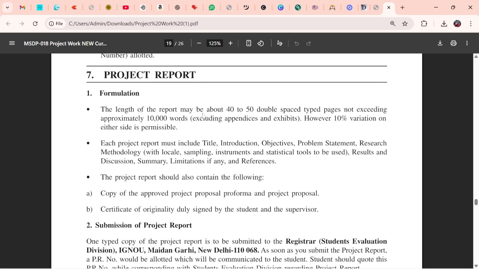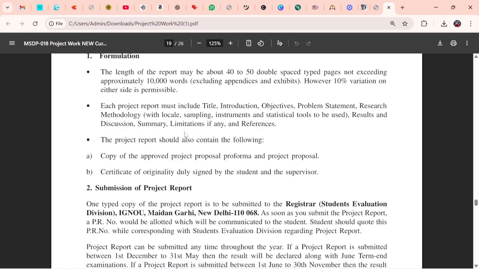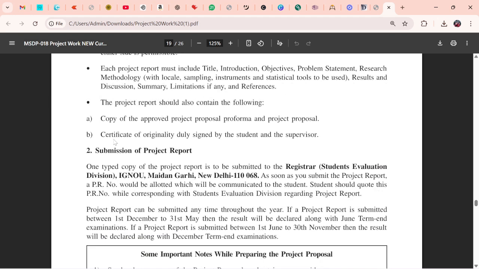The length of the report may be about 40 to 50 double spaced typed pages, not exceeding approximately 10,000 words. Okay, however, 10% variation on either side is permissible. So this is the format of your project report. It must contain title, introduction, objectives, problem statement, research methodology, result and discussion, summary, limitation, if any. So these things have to be included in your project report.